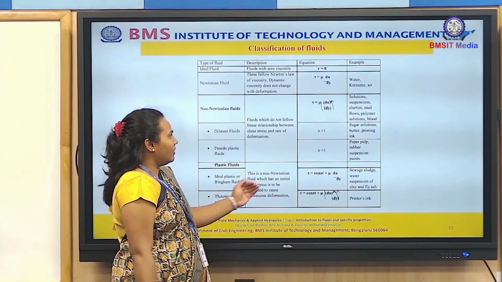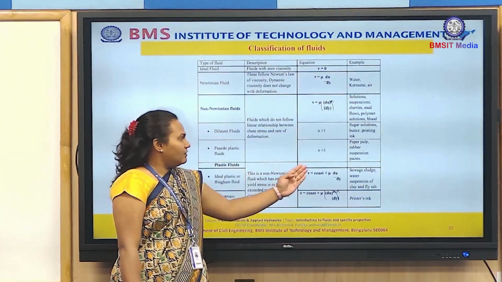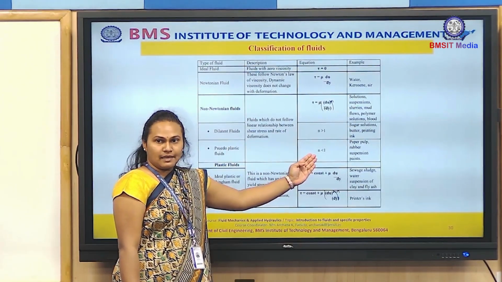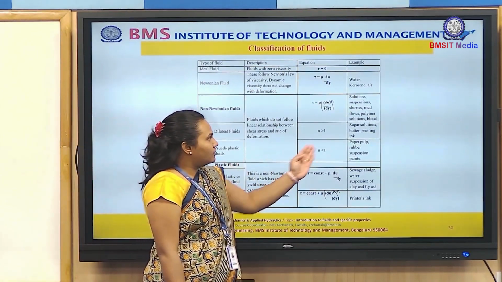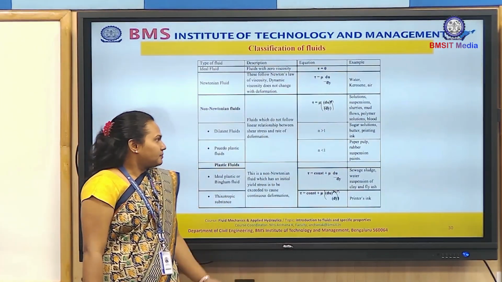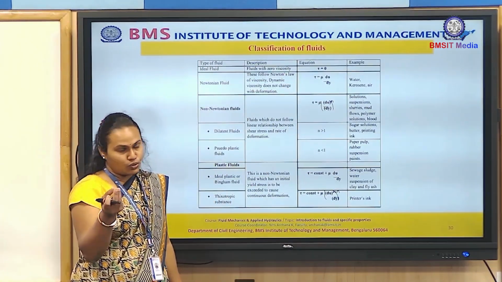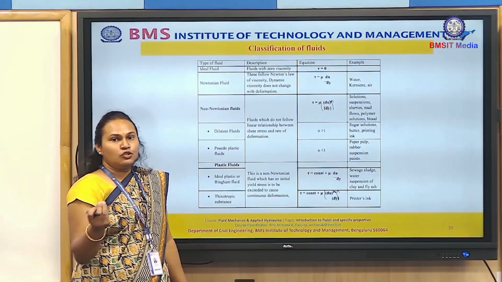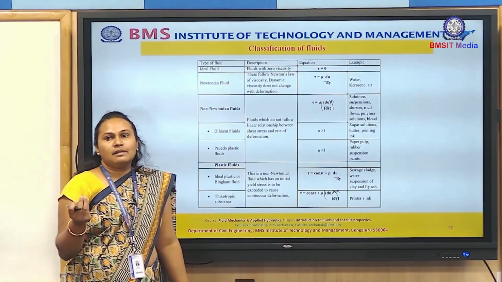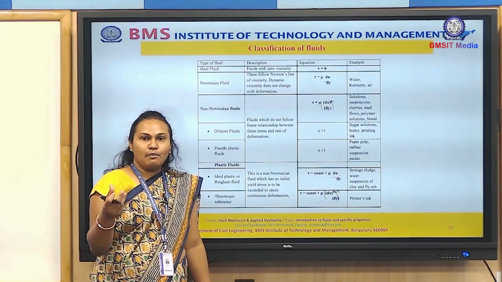Now, under this, if n is greater than 1, the fluid is known as dilatant fluid. If the value of n is less than 1, the fluid is known as pseudoplastic fluid. The examples of these are, for dilatant fluid, sugar solution like your sugar syrup, butter and printing ink. And for the pseudoplastic fluid, the examples are paper pulp, rubber, as well as suspension paints, the emulsion paints that you have.